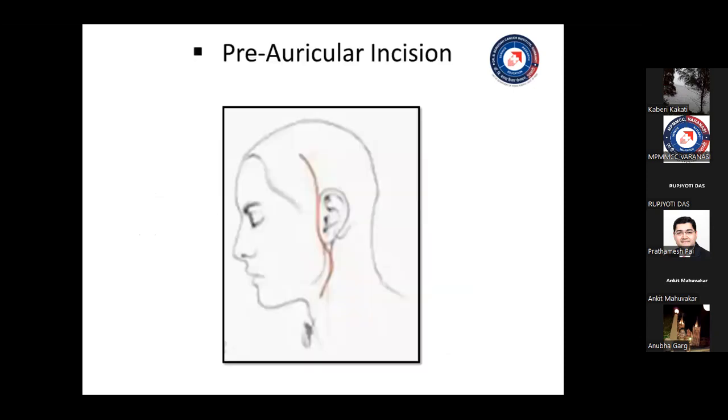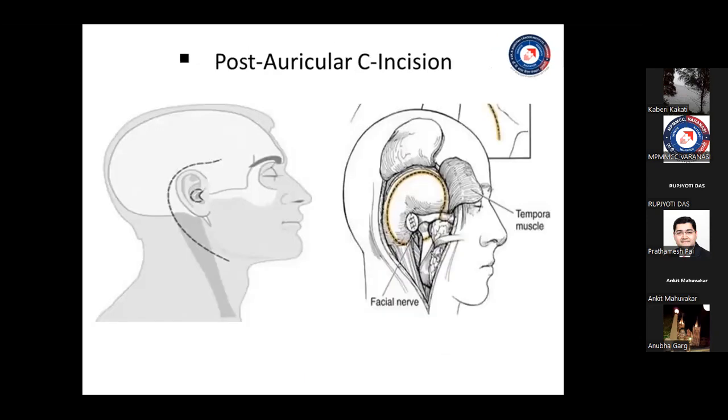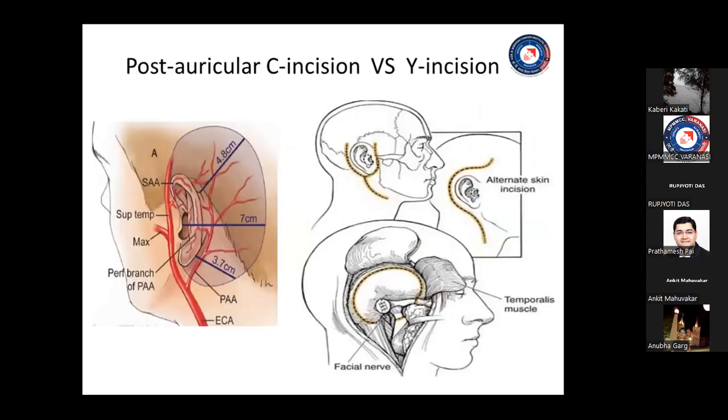We can plan a preauricular incision if we need to access the parotid, the TMJ, the mandible, ITF, etc. The postauricular C incision is the workhorse incision of a temporal bone tumor. This gives access to the mastoid, the parotid, the mandible, as well as to the middle cranial fossa, and a downward extension gives access to the neck. So this is the workhorse incision.